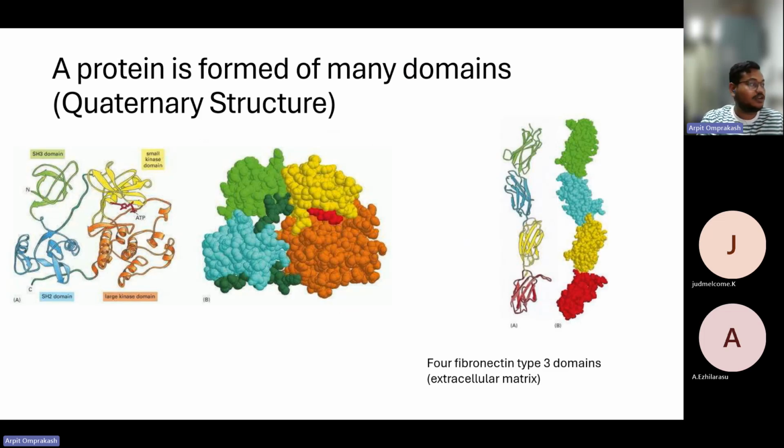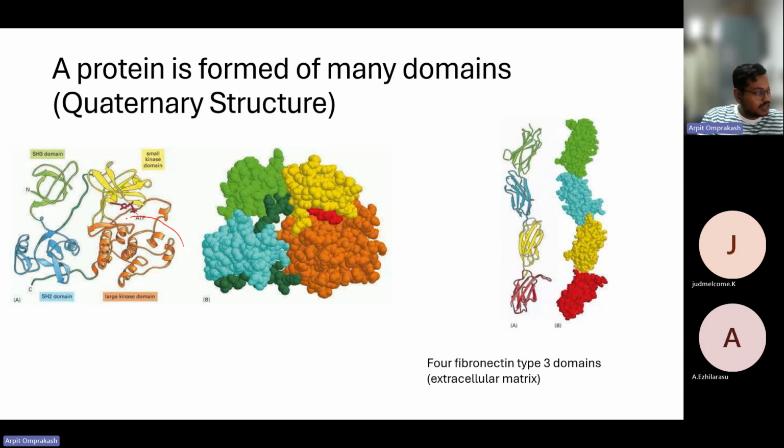So a protein is generally made up of different domains. So basically, we have these different domains that are present in a given protein. For example, this is the SH3 domain, this is the SH2 domain. These basically contain some beta sheets. Then we have a small kinase domain here, which has a lot of beta sheets. And we have a large kinase domain, which has a lot of alpha helices. So this whole thing is one strand of protein.